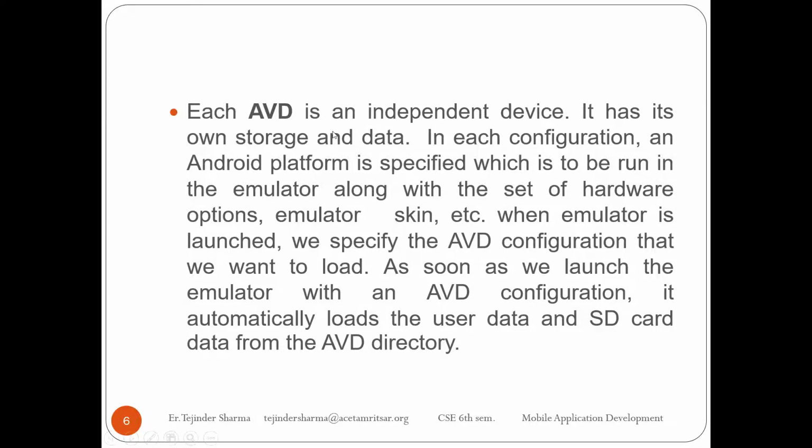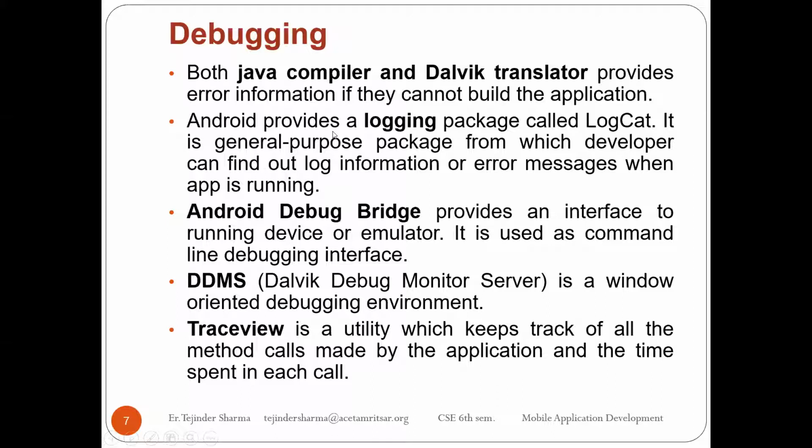So next, this is very important. How debugging in Android Studio takes place. So these are the 5 points, or I must say 5 components, which help you to debug the application. Debug is the process of finding the errors when we are not able to build the application or when we are not able to compile the application. So both Java compiler and Dalvik translator will provide the error information if they cannot build the application.